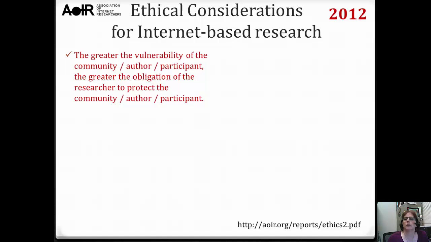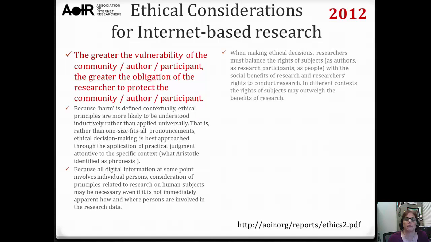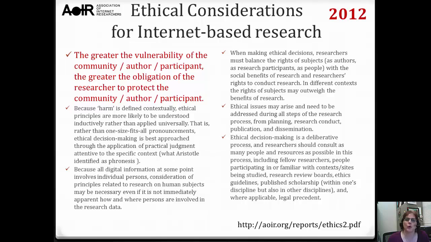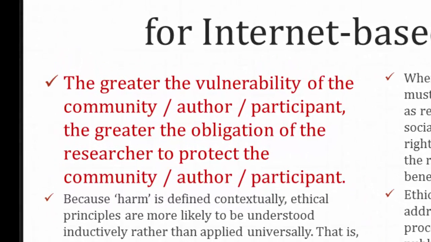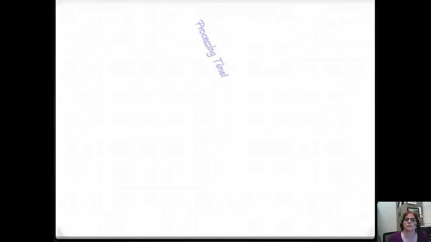It was clarified and moved to be the first on a much shorter, more philosophical, and arguably more wordy list of 6 guidelines. It reads, the greater the vulnerability of the community, author, participant, the greater the obligation of the researcher to protect the community, author, participant. This means that while all persons have rights, and as researchers, we are obligated to protect those rights, those obligations are greater if the research participants are children and or minors between the age of 12 and 18 or other groups that may be considered vulnerable.